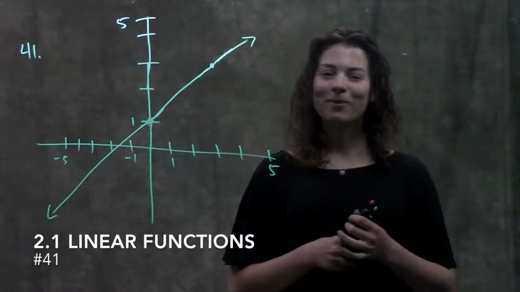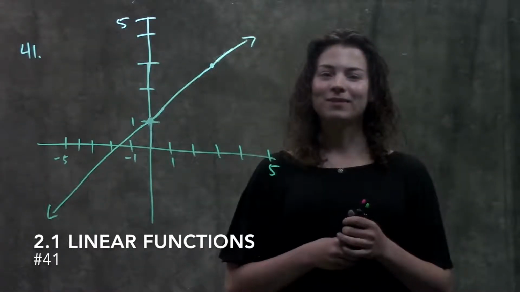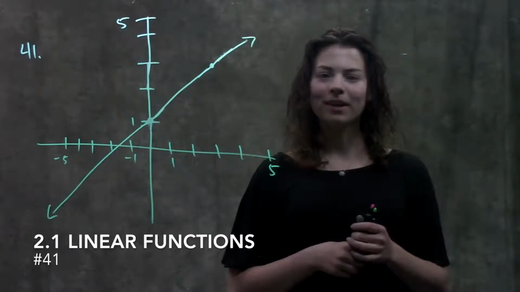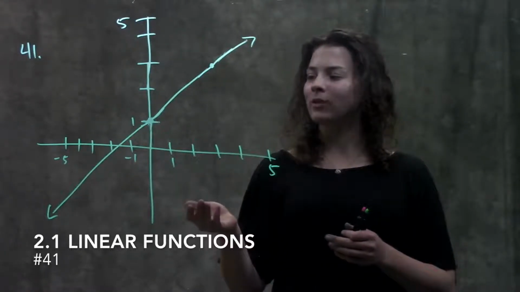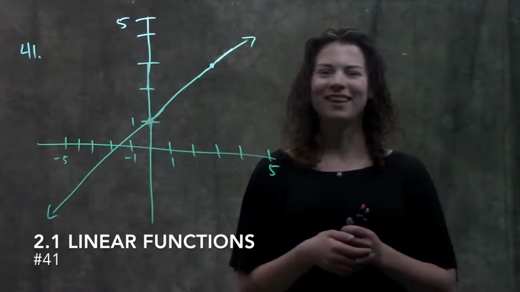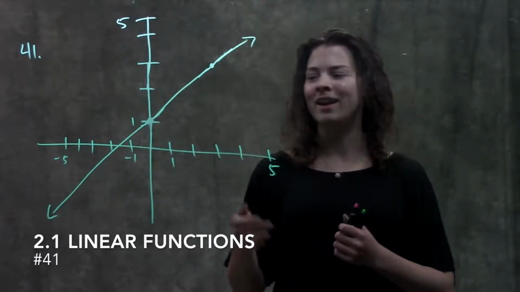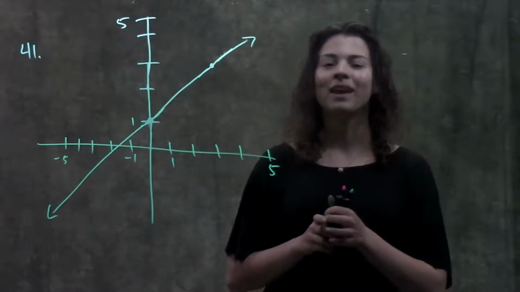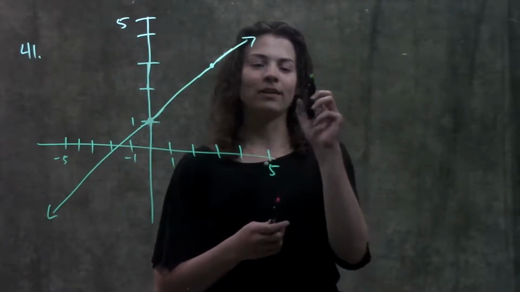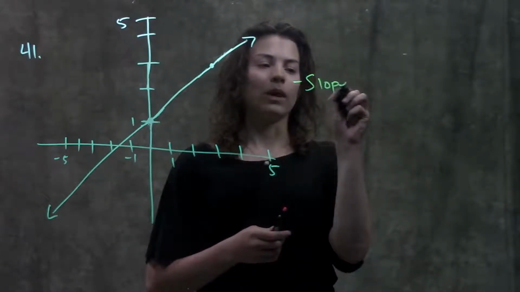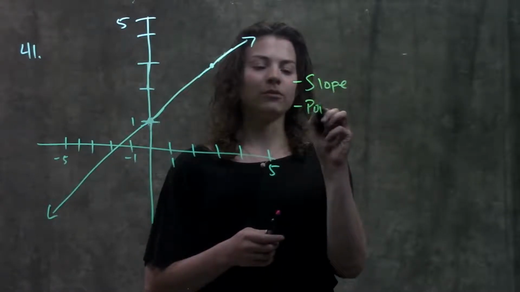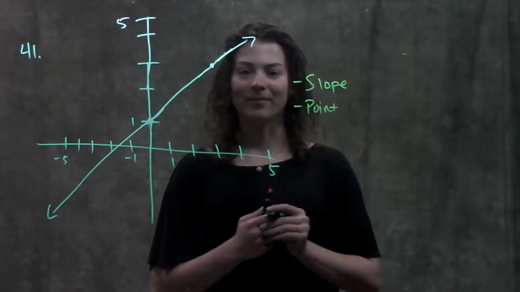This is section 2.1, linear functions. In this video, we're going to go through number 41 in your book, and in this problem, it gives us this graph, or something that looks like this graph, and it asks us to find the equation of the line that represents this function. So remember, to write the equation of any line, we need two things. One, we need the slope, and two, we need a point on the line.